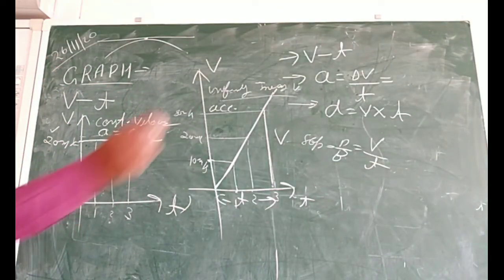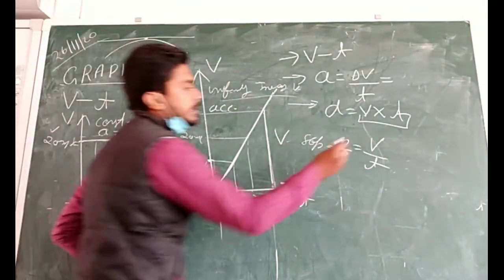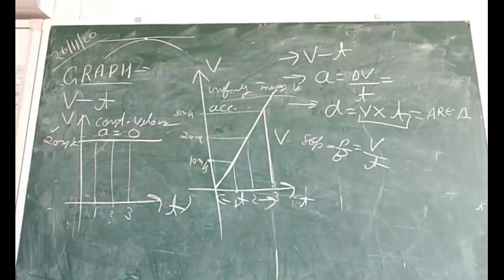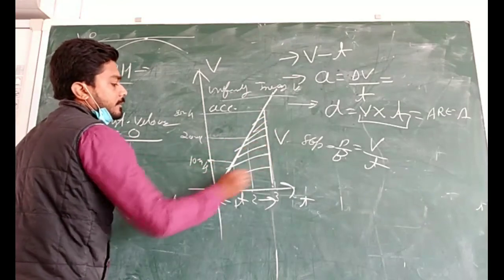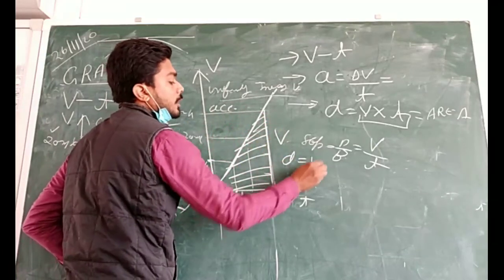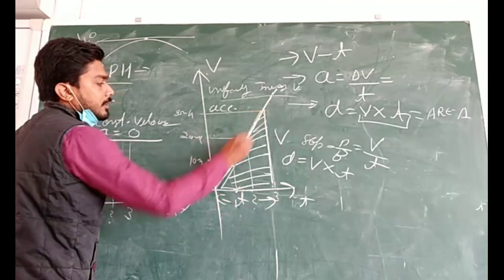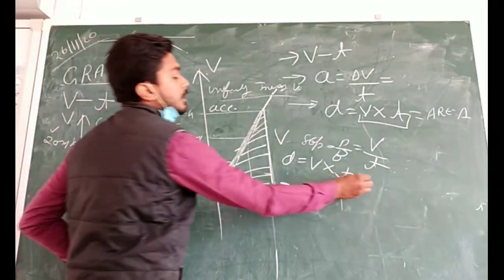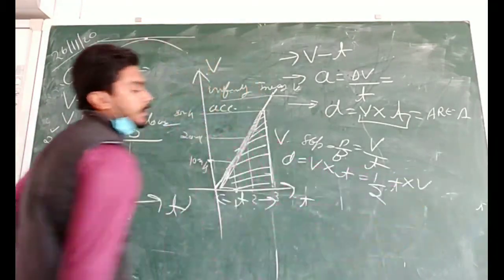And one more thing, when the relation is in the form of multiplication, then find the area of the graph. You can find the area of this graph. This is the velocity time graph. And displacement is equal to velocity into time. Find the area of this triangle, means the area below the graph. And this is equal to half base into height. Base is the time and height is the velocity.